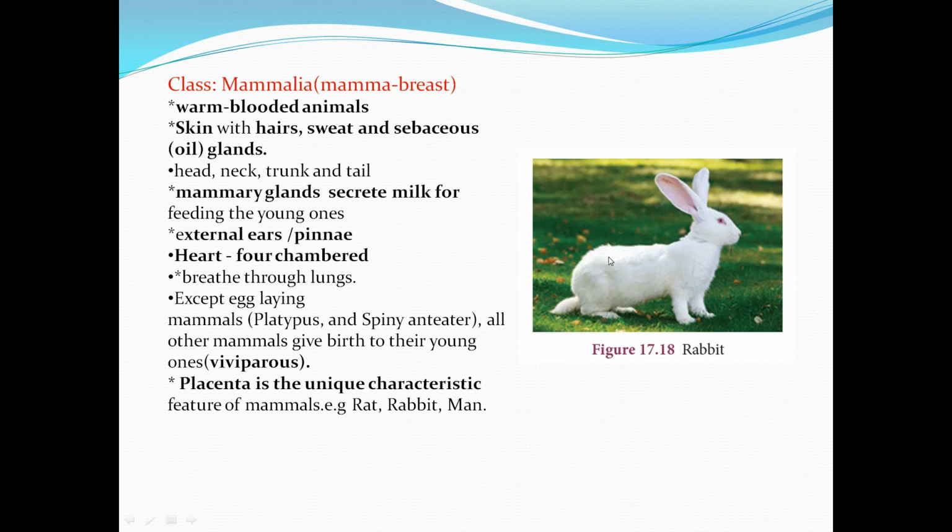And the heart is four-chambered here with two auricles and two ventricles. They breathe through the lungs. Except the egg-laying mammals, there are some egg-laying mammals like platypus and spiny anteaters. Other than them, all the other mammals give birth to their young ones, and so they are called viviparous. The placenta is the unique characteristic feature of all mammals. Example for mammals, rat, rabbit and man.